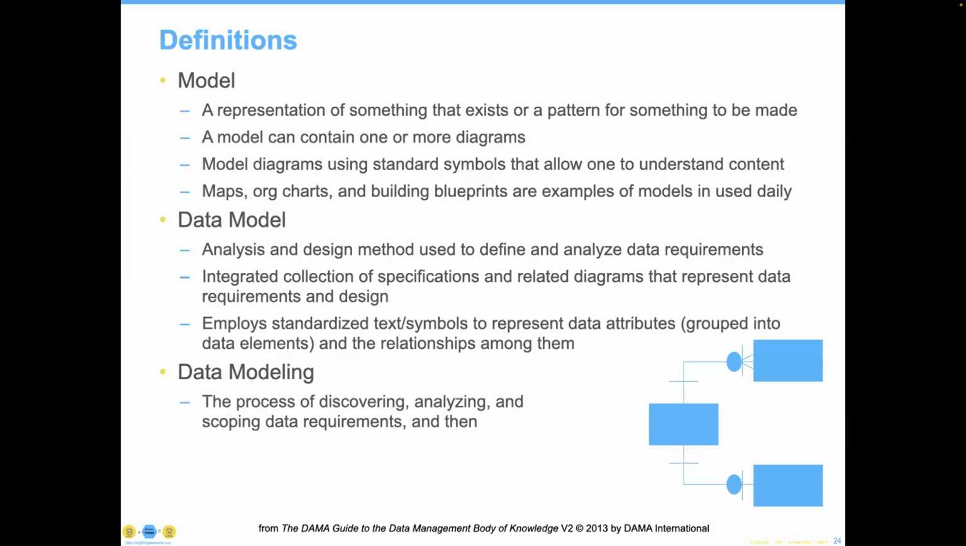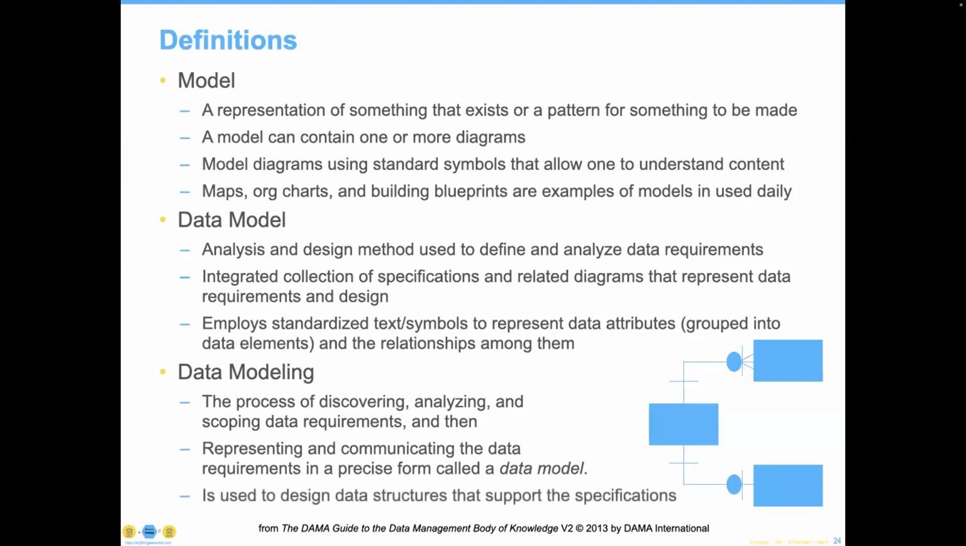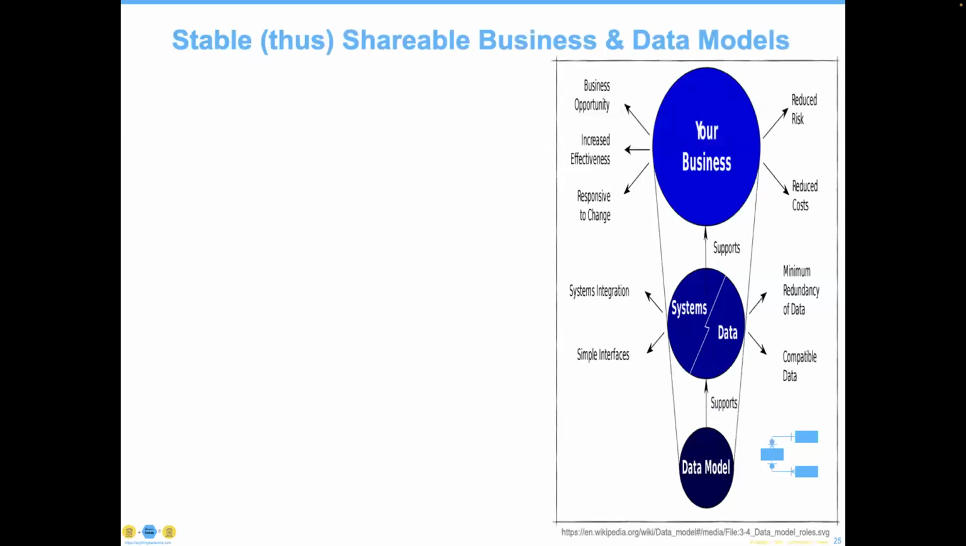For the process of data modeling, then, we're understanding, discovering, analyzing, and scoping data requirements, and then representing them in a precise form called a data model that is used to design the data structures that support these specifications. And I know I had to take a breath in there to do that because it is a bit long, but this is what is underneath all of it. So we like that because it literally does provide this foundation to be as stable for our organizations as possible.